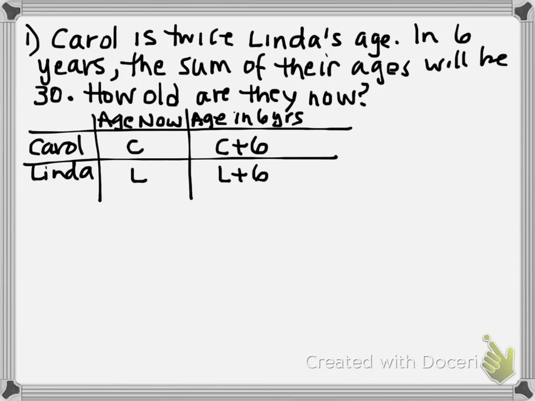L plus 6. Okay, now these are not equations, right? These are just definitions of the people's ages at different times. Then when we read the problem, we're going to go back and say, oh, when they're talking about now, I got to use C and L. Oh, when they're talking about their ages in 6 years, I'm going to use C plus 6 and L plus 6. Okay? So let's go to the first equation.